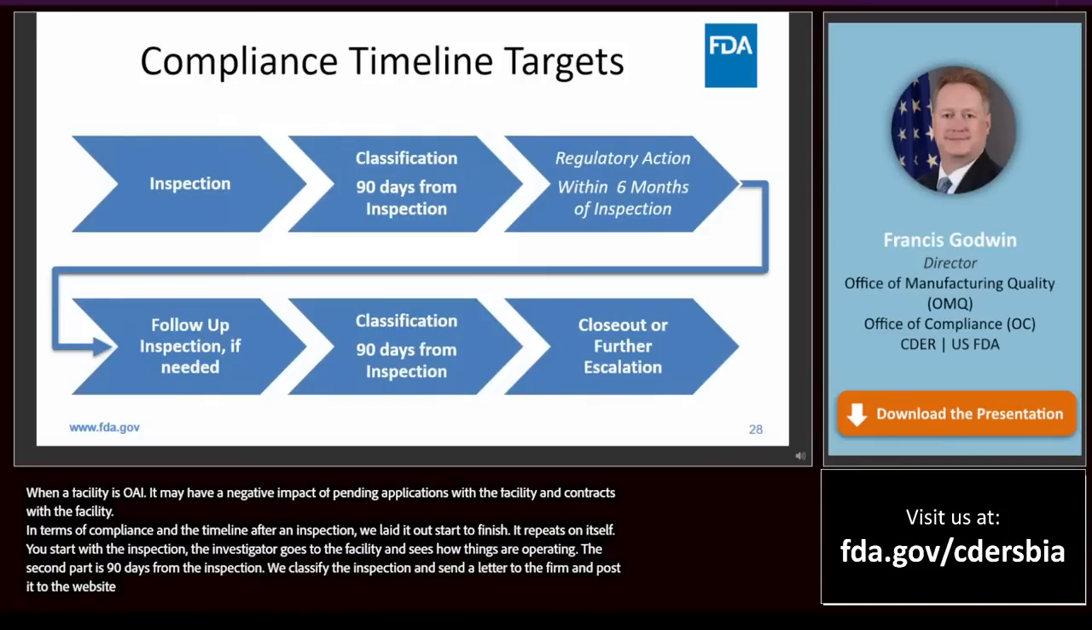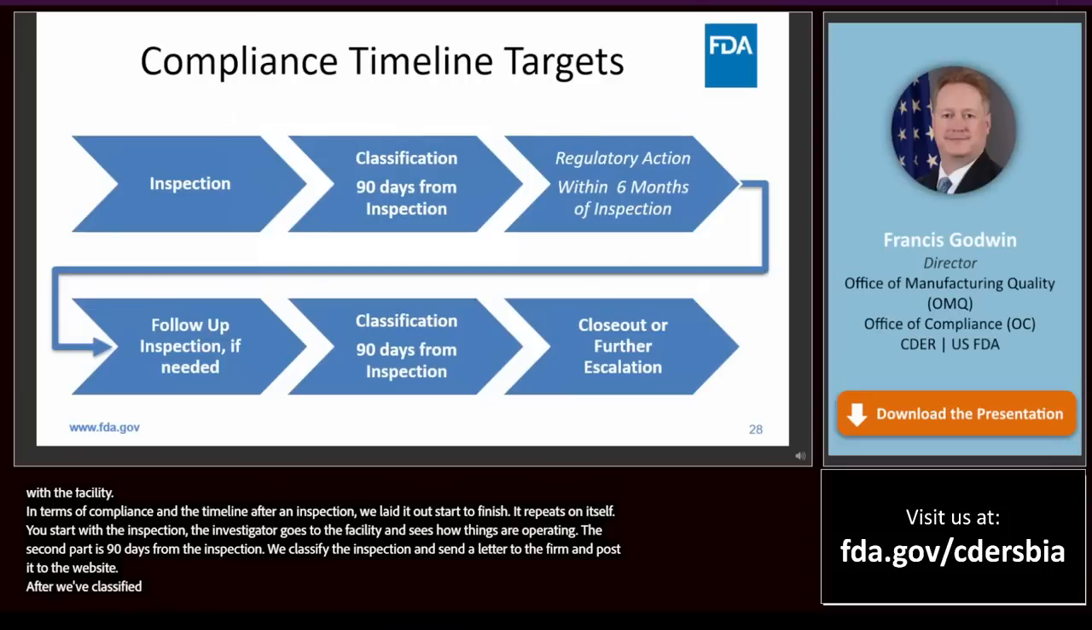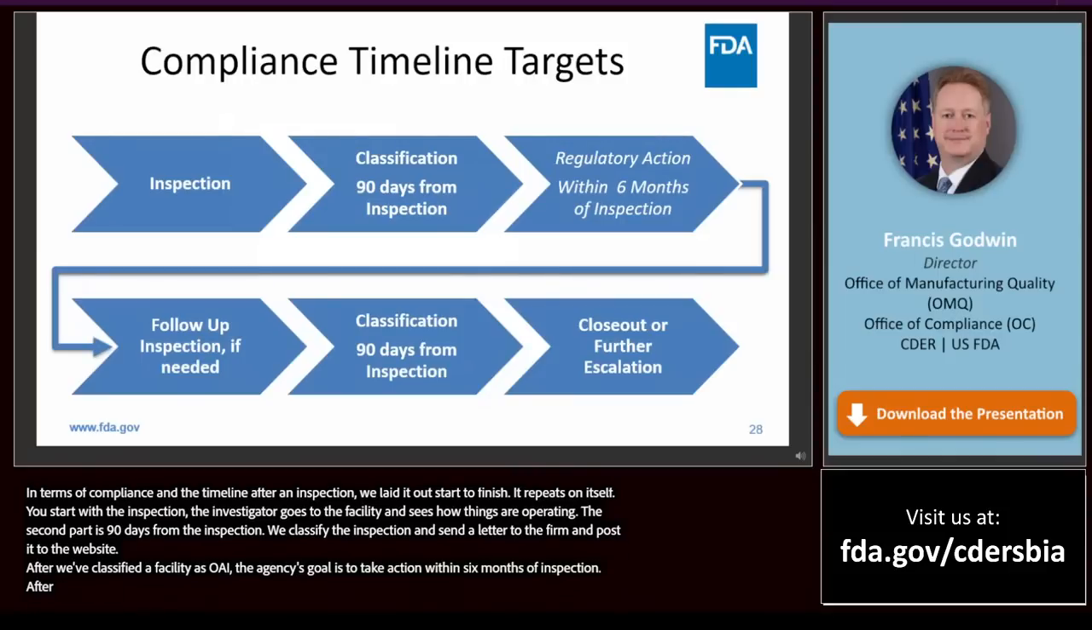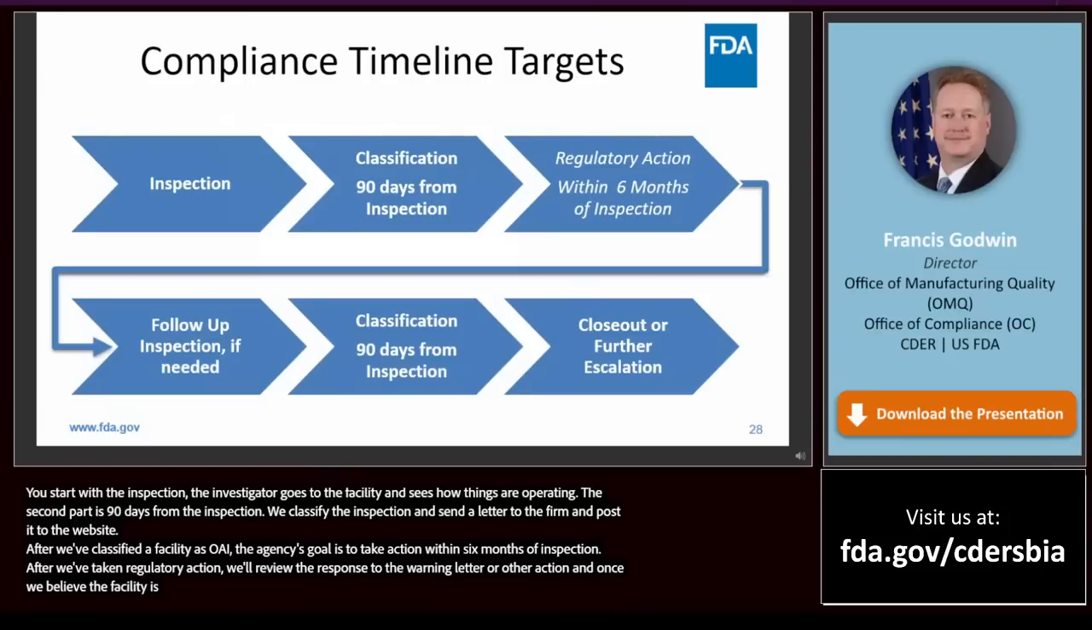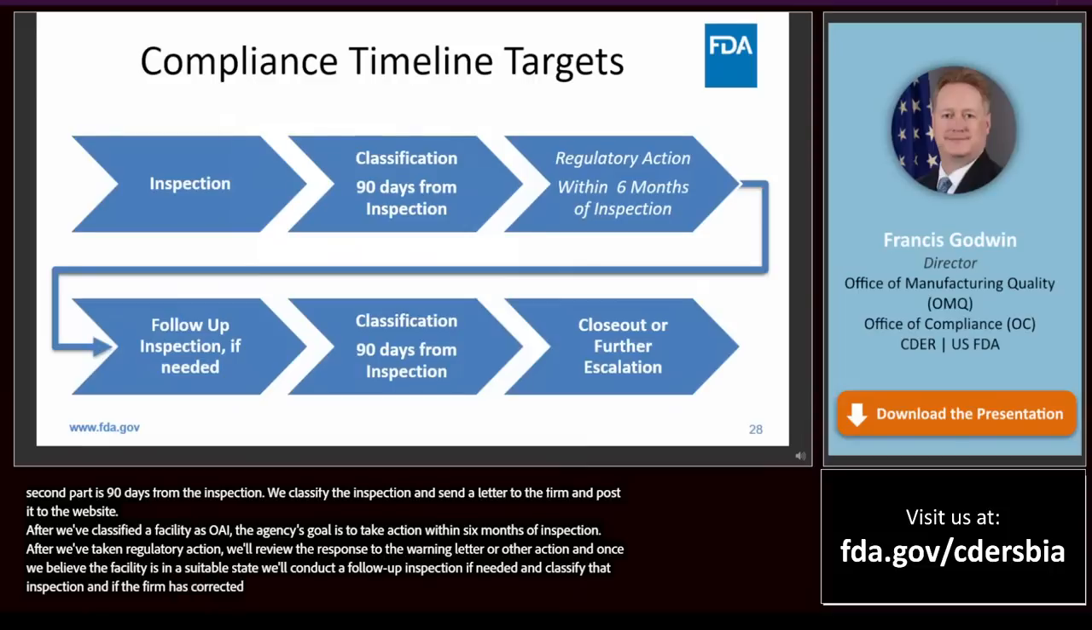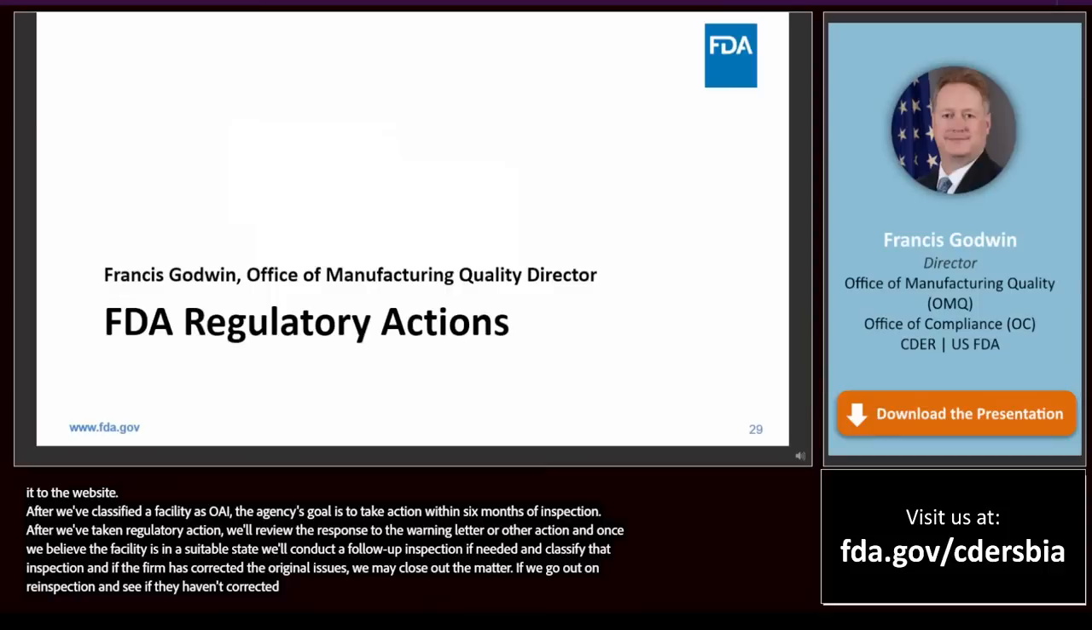After that, if we have classified a facility as OAI, the agency's goal is to take regulatory action within 6 months of the inspection, whether it be a warning letter or some other tools. Now, after we've taken a regulatory action, the process doesn't end. We'll review the response to the warning letter or other action, and then once we believe that the facility is in a suitable state, we will conduct a follow-up inspection if needed. And then we will classify that follow-up inspection, and if the firm has corrected the original issues and we verified them on site, we may close out the matter, or if we go out on a re-inspection and see that they haven't corrected it, we may further escalate using some other tools.